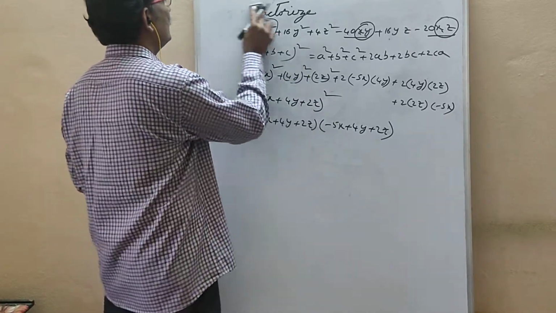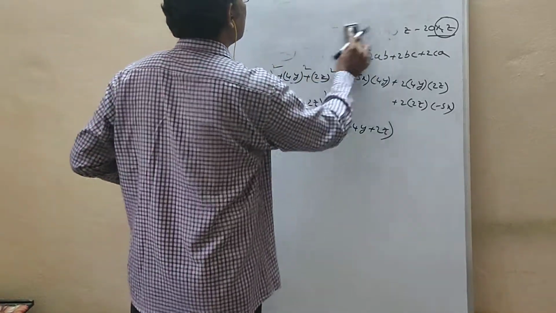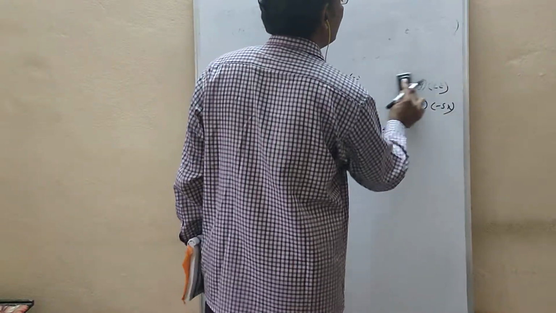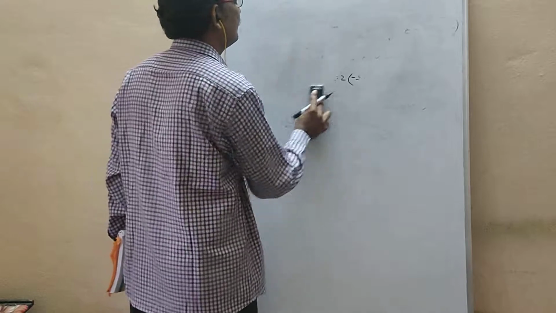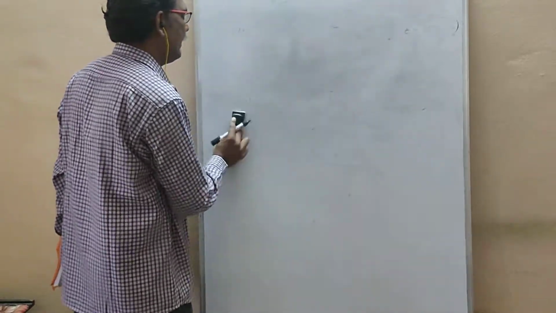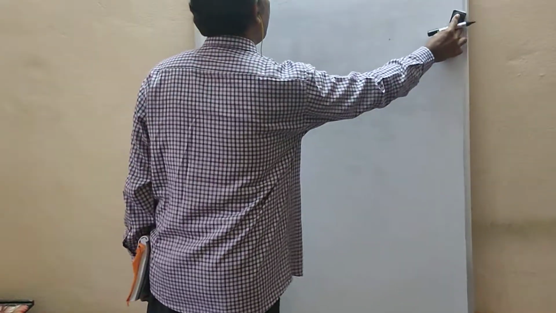I hope that you understood. You should know the formula, that's it, nothing else. All identities you have to learn by heart. Then you can do these entire problems very easily. Practice makes maths perfect, so you have to do practice.